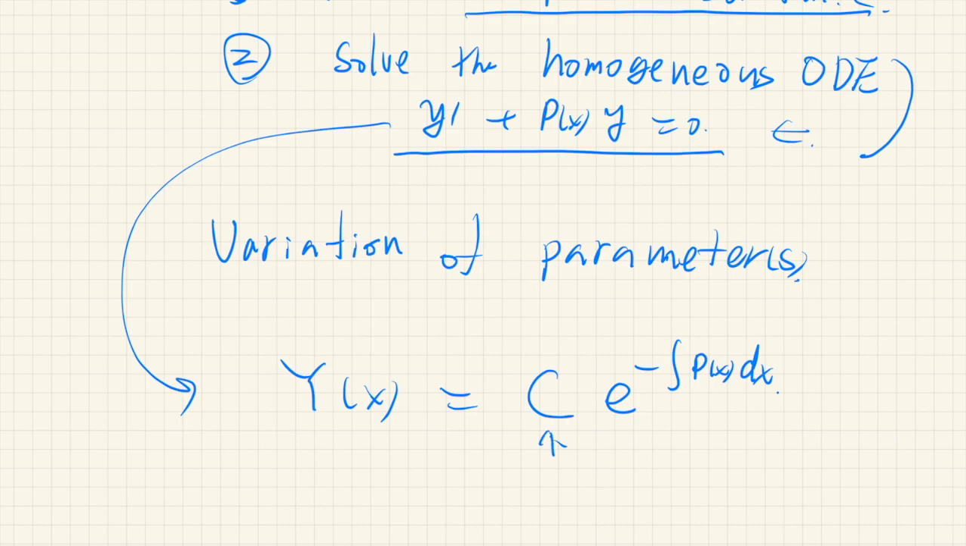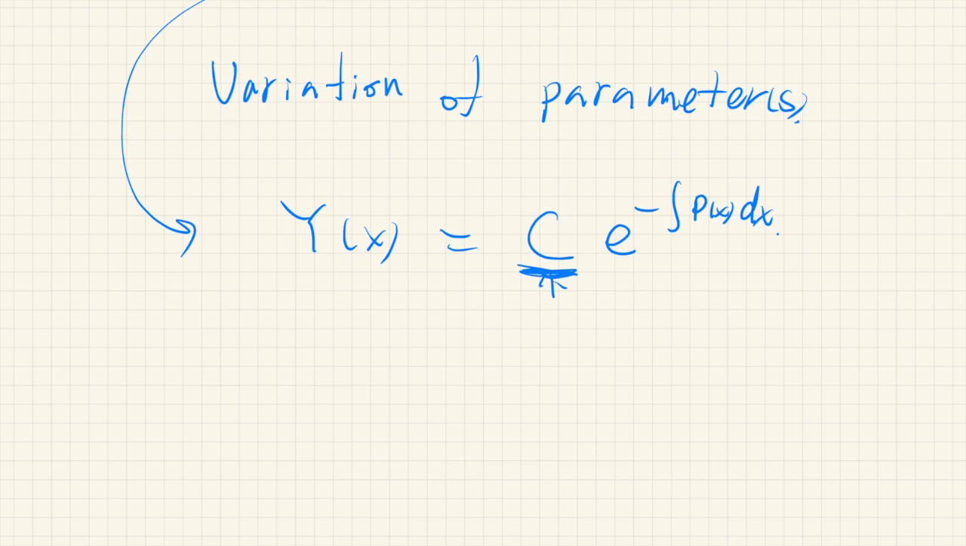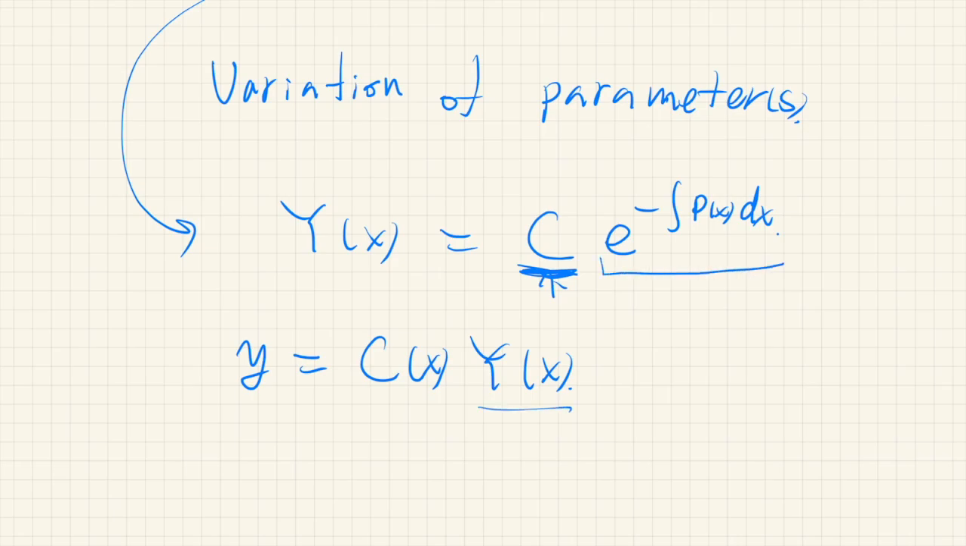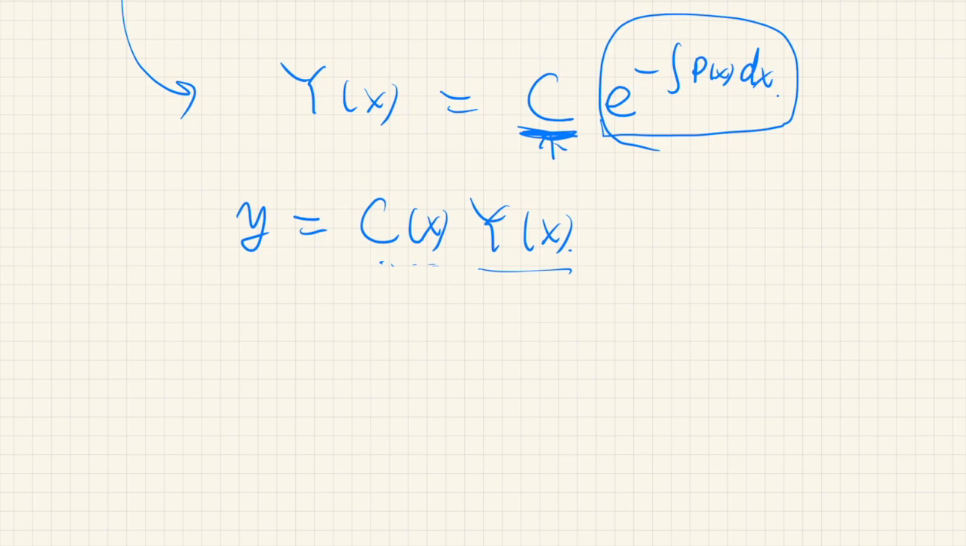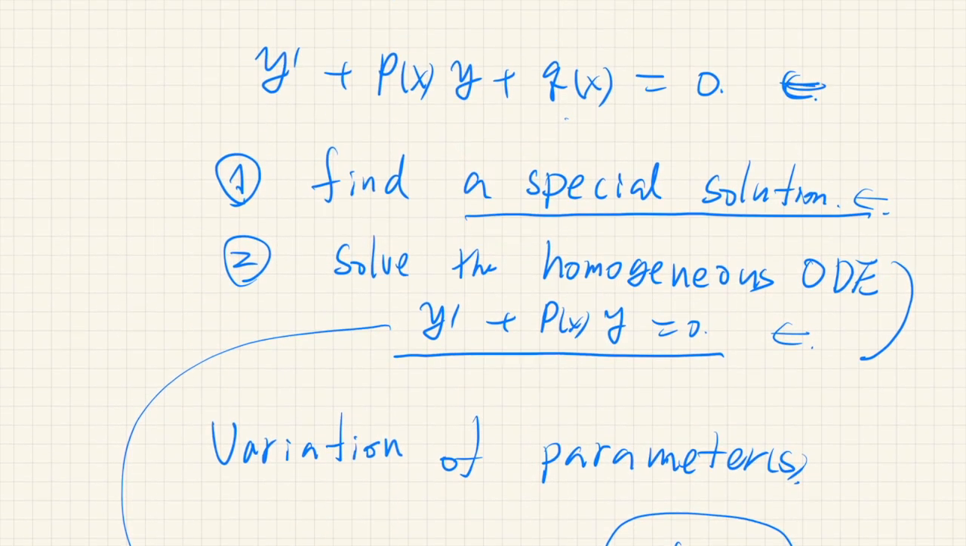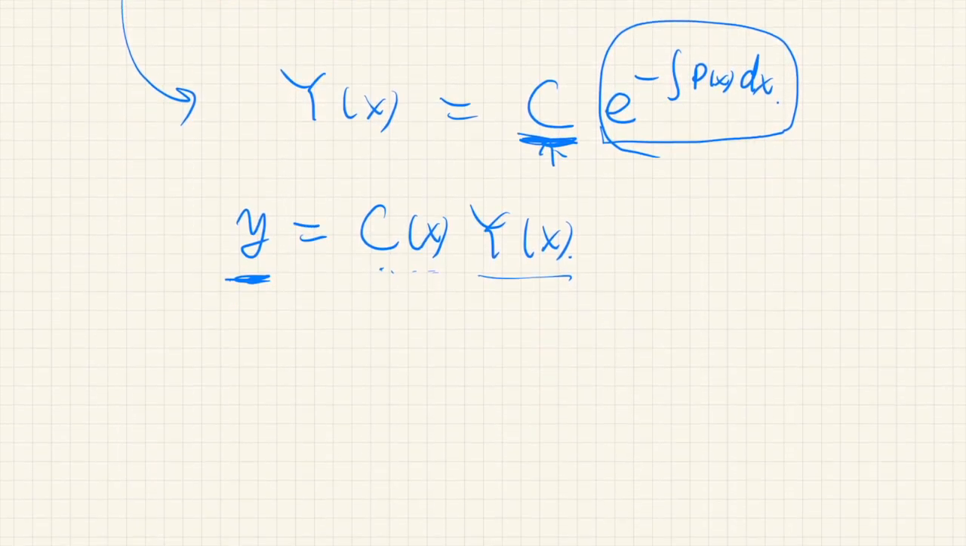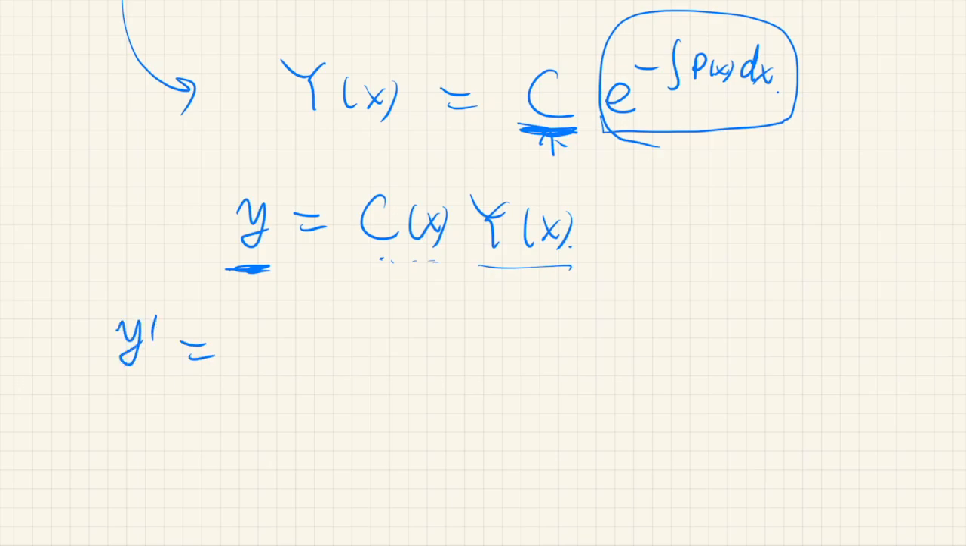Now, so this c is a constant. Next, consider this c as a variable. So that is a function of x. Okay, so let's consider a function y equals c of x times y of x. Okay, so y of x corresponds to something like this. Okay, but c of x is just some unknown function. Okay, so now suppose this y is a solution to the original inhomogeneous differential equation. Then see what happens. So y prime, if we differentiate this by the product rule, we have c prime y plus c y prime.